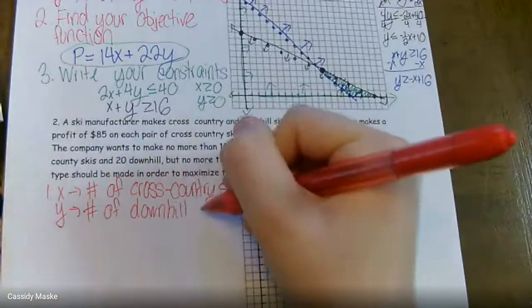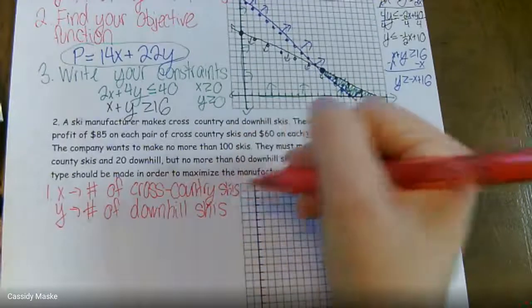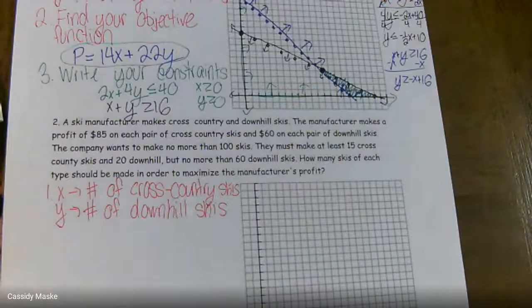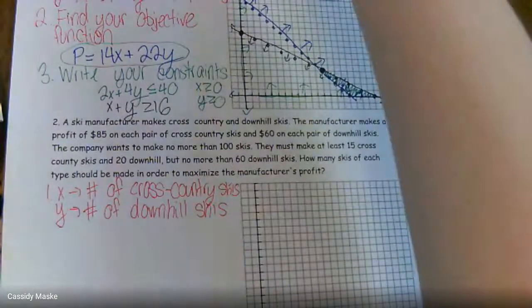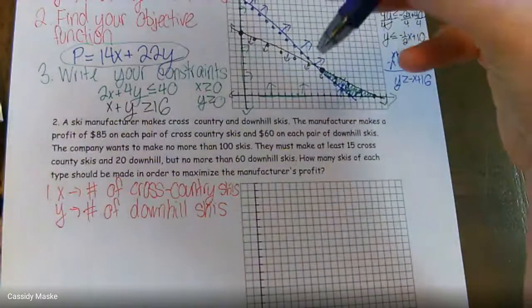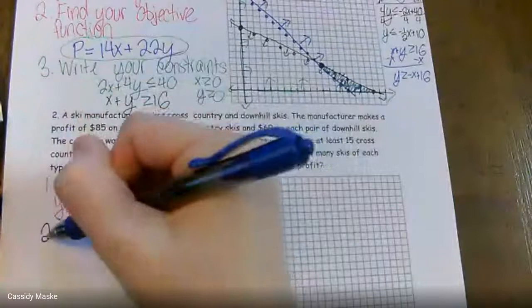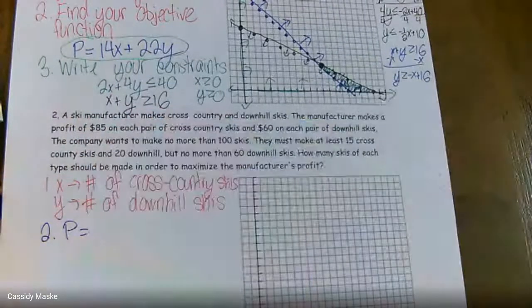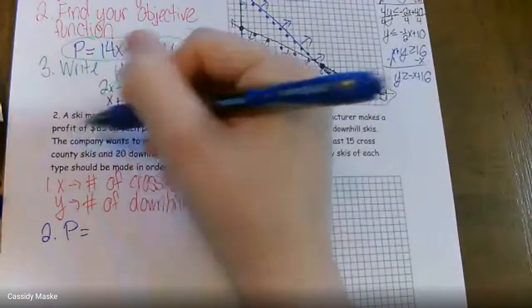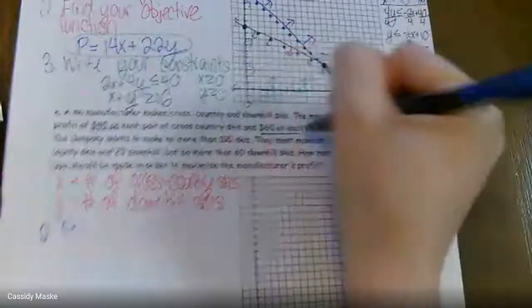Downhill skis. I didn't even know multiple ski types existed. All right, anyway. So those are my variables, okay? Step 2, we're going to write our objective function, our profit function. So P equals, and remember, you just look for profit, like how much they're making. So they're making $85 and $60.